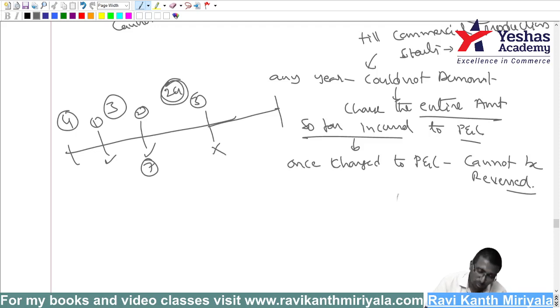Then what are you supposed to do? Till date you incurred, from which day? From the beginning, means 4 plus 3 plus 2, the full 9 crore rupees should be charged to P&L as an expenditure.